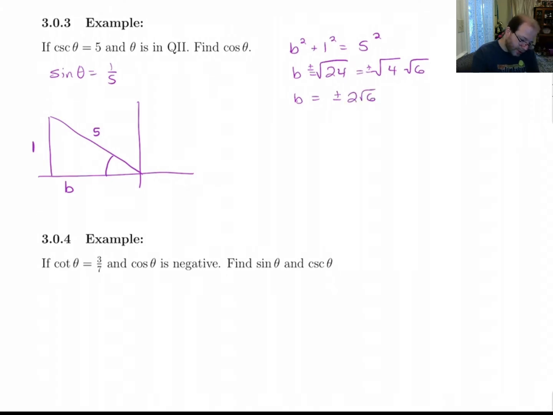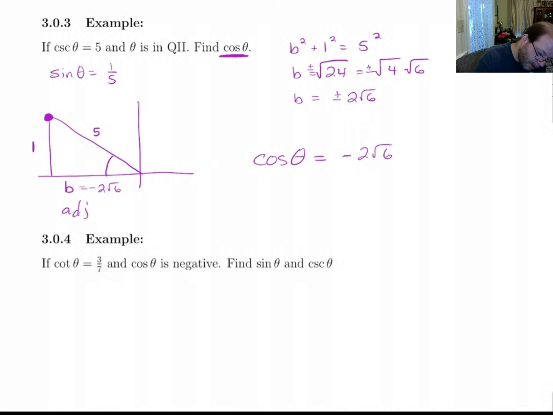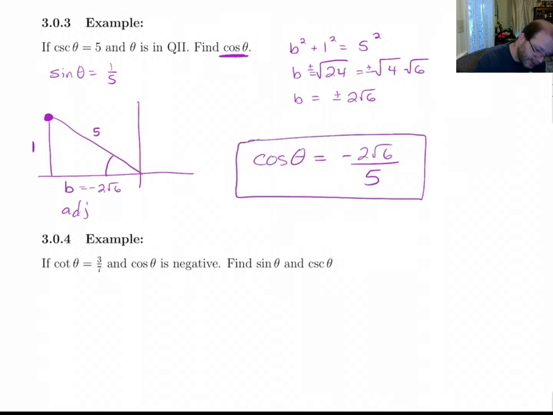Now, since we're over here in the second quadrant, b is the x-coordinate of this point. So we should go with the negative one, negative 2 root 6. So that means my cosine of theta is going to be the adjacent side, which is this, over the hypotenuse. So my answer is negative 2 root 6 over 5.